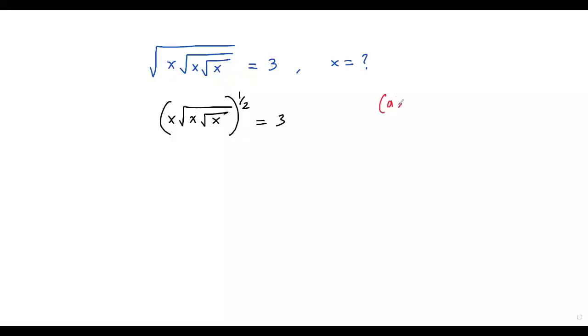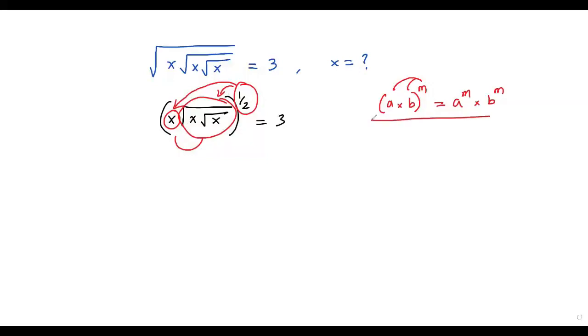Here we can consider the exponent rules. For example, we have two quantities a and b that are multiplied, and we have the common exponent m. Whenever two quantities are multiplied and we have a common exponent, this exponent can be distributed to each quantity: a to the mth power times b to the mth power. Here you can consider this x as one quantity and this square root of x as another quantity. So these two quantities are multiplied, and 1 over 2 is a common exponent. This is one of the rules of exponents. Now let's distribute the exponent 1 over 2 to this one and this one.